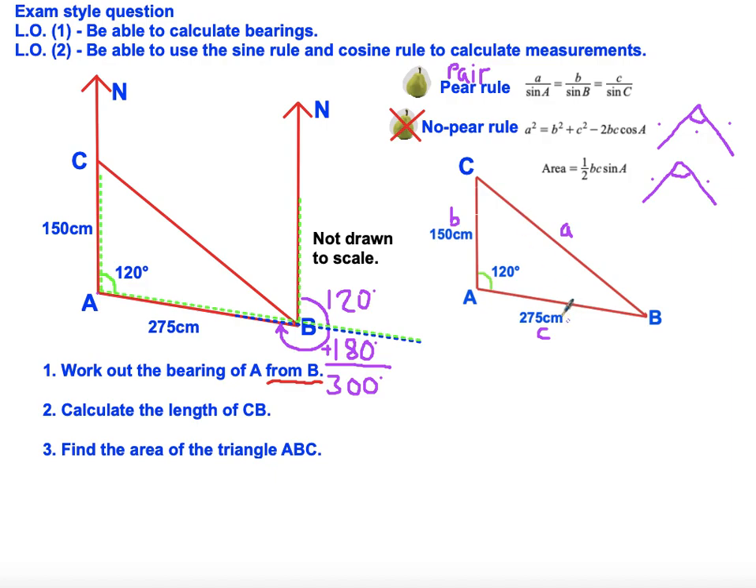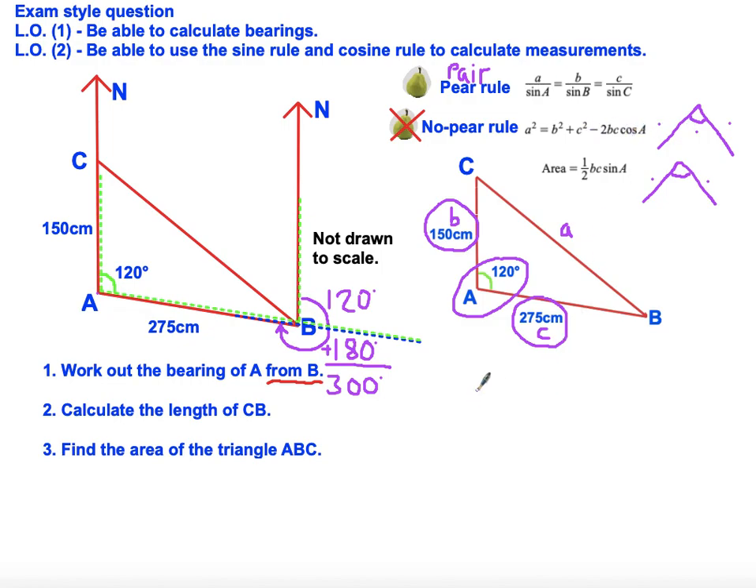So here, let's look at what we have. We have big angle A, we have side B, and we have side C. And for question 2, we need to calculate the length of CB. So that's A that we need to calculate. So we're going to use the cosine rule. A squared equals b squared plus c squared minus 2bc cos A.